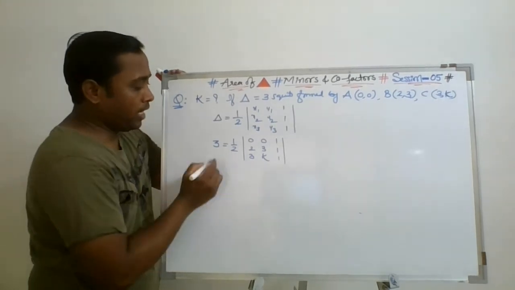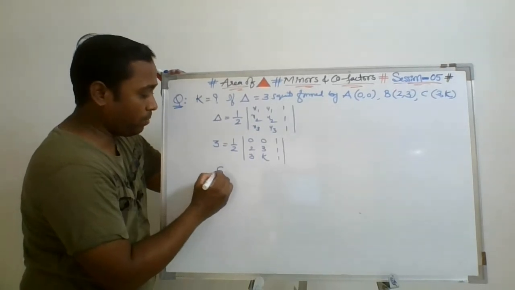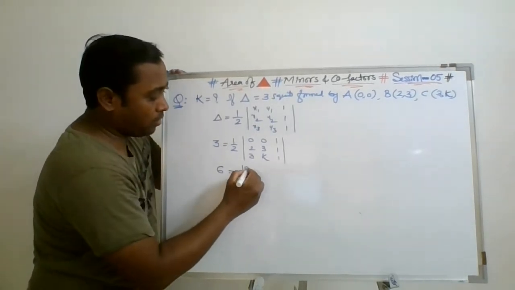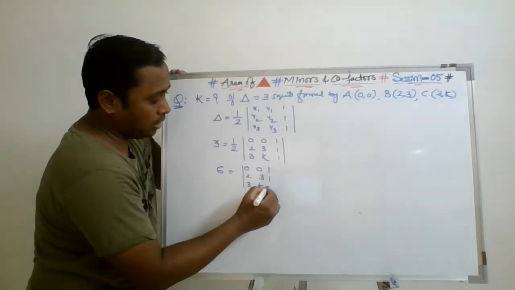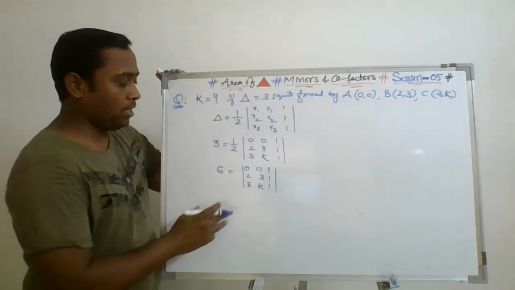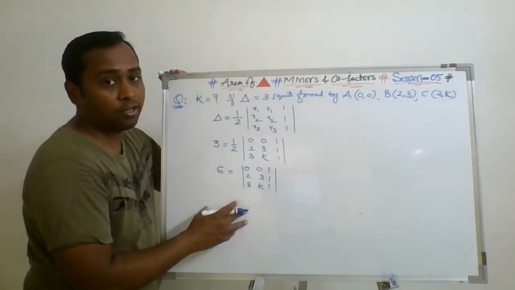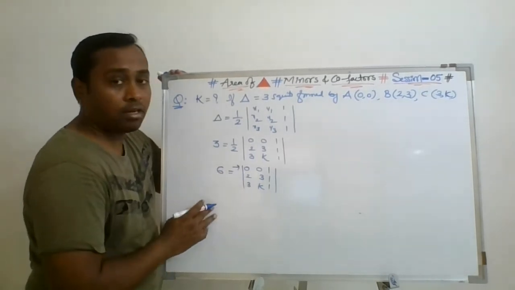Now to find the area, we first need to take this value in multiplication. This will be 6 is equal to the determinant of what we are left with, 0 0 1, 2 3 1, 3 k 1. To find the value of k, we just need to expand this determinant along any row or column. So preferably I will take row 1.